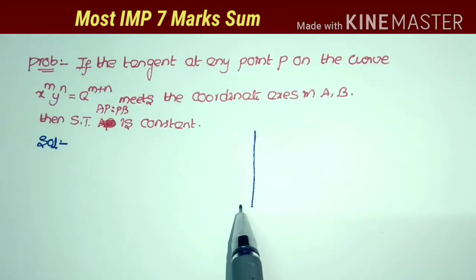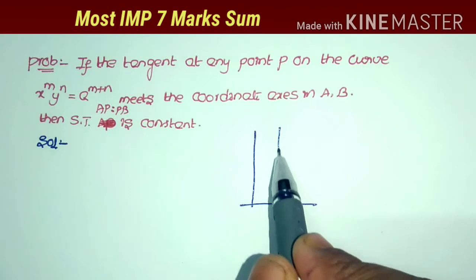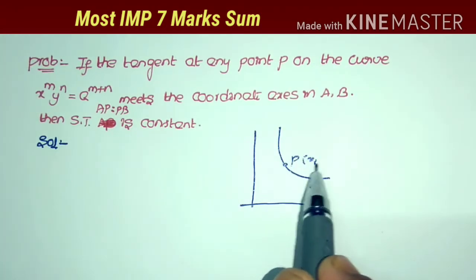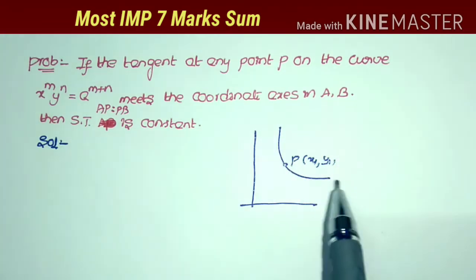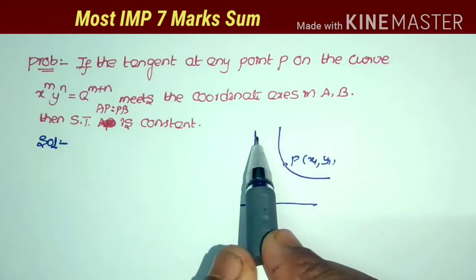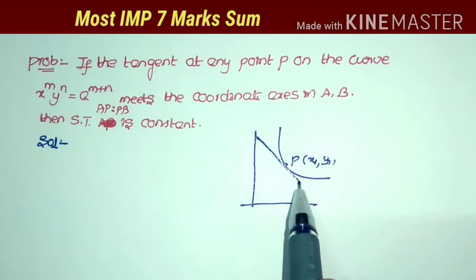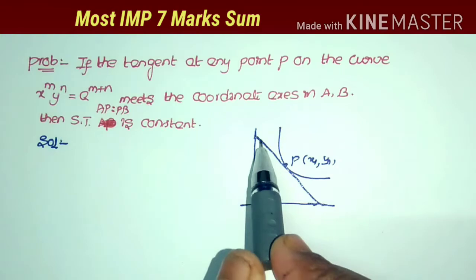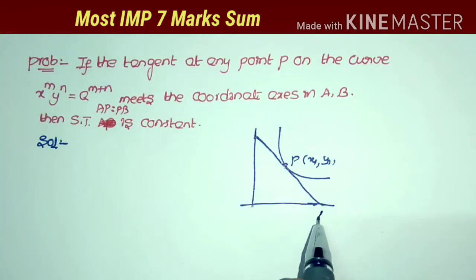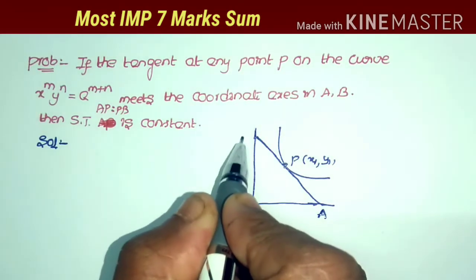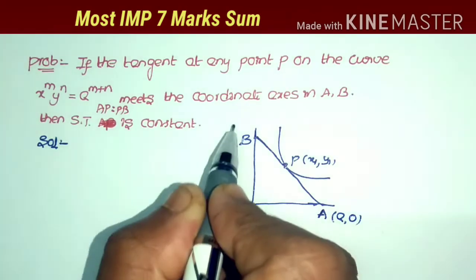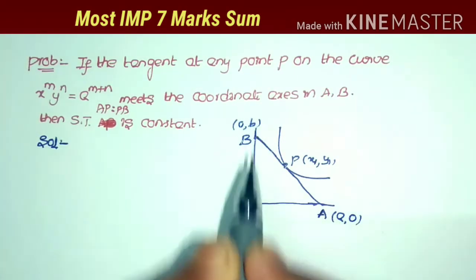For example, these two are the coordinate axes. Suppose this is the given curve. Now this is the point on the curve, P = (x1, y1). So first I take the given curve here. P = (x1, y1) is the point on the curve, and we take the tangent to the given curve at the point P. Suppose this is the tangent. Now the tangent meets the coordinate axes at A, B, so we take these two points as (a, 0) and (0, b).